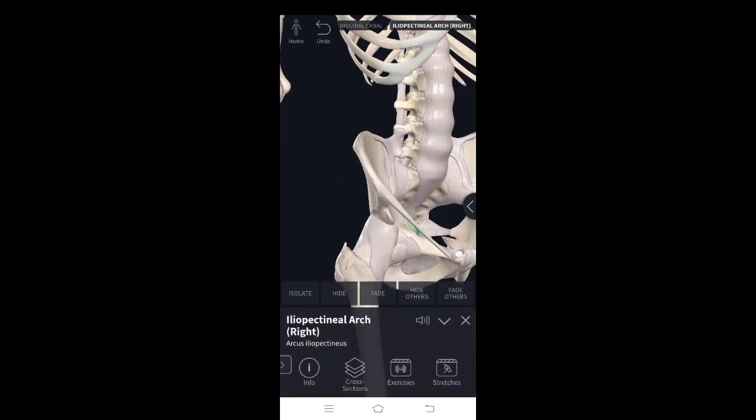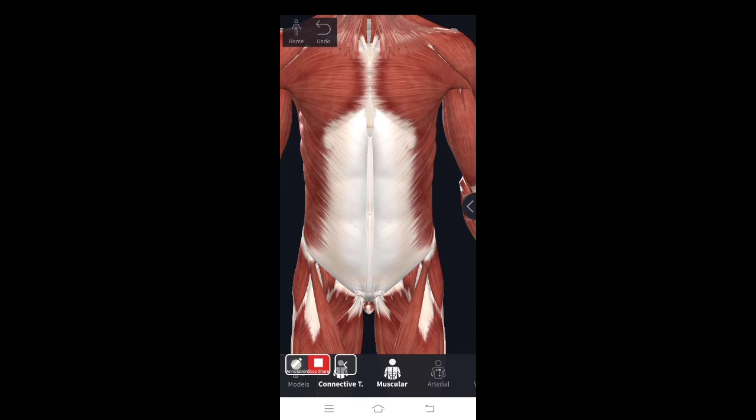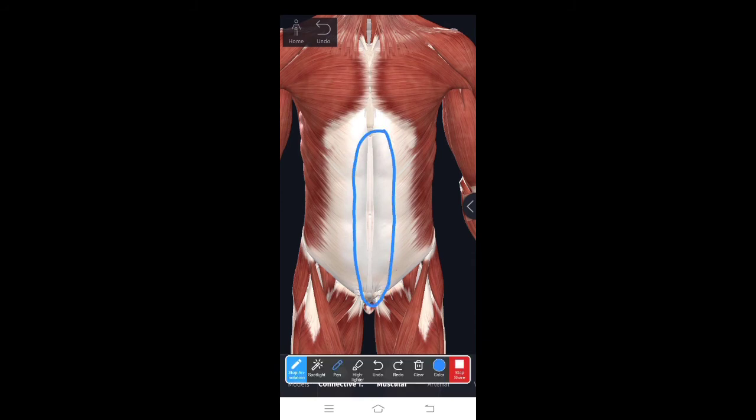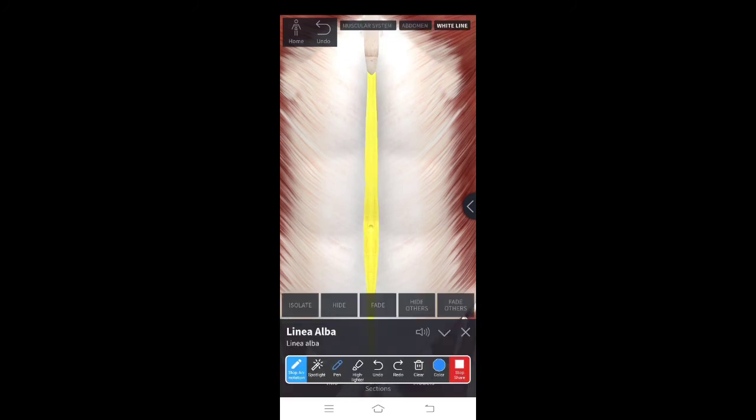So here is the pubic tubercle. Sorry, here is the anterior superior iliac spine, and then we have the iliac tubercle. Now we can see here the iliac tubercle. Here you can see this is the linea alba. You can clearly see the line here, and this is the point of the umbilicus that is clearly shown here.